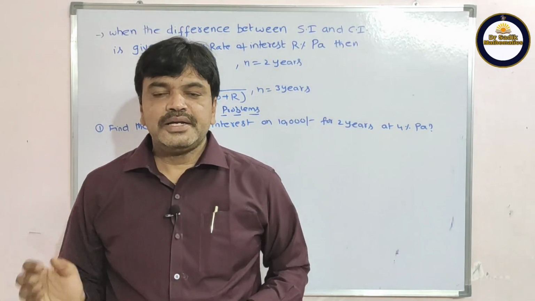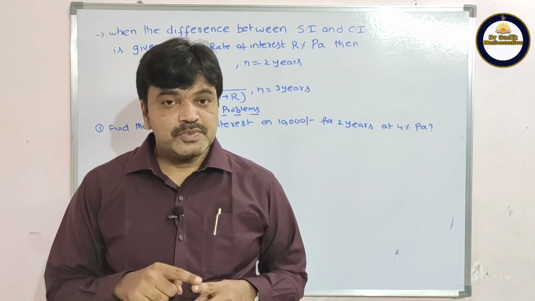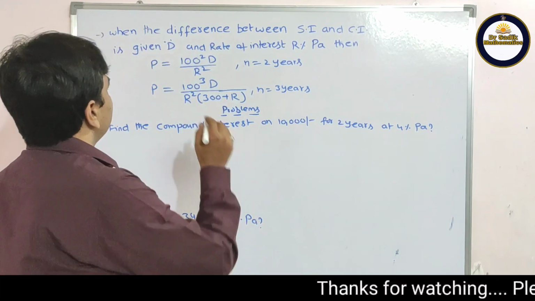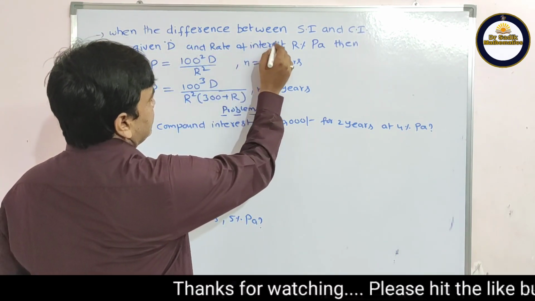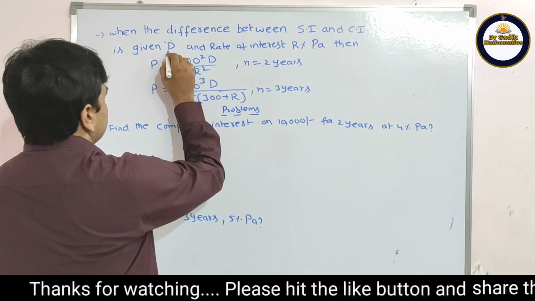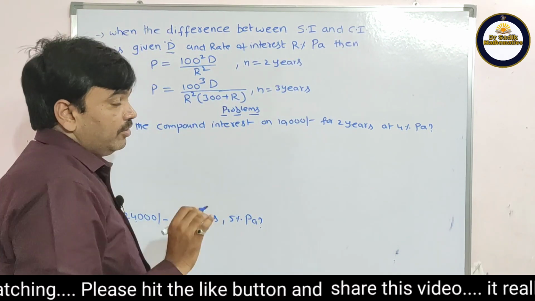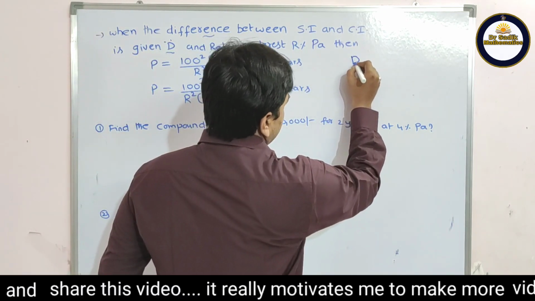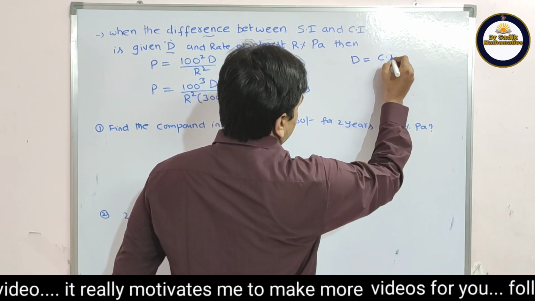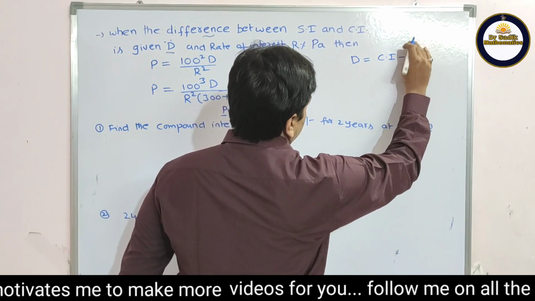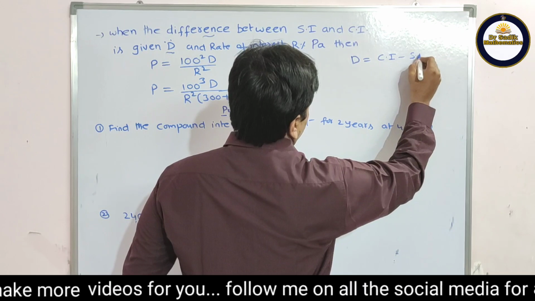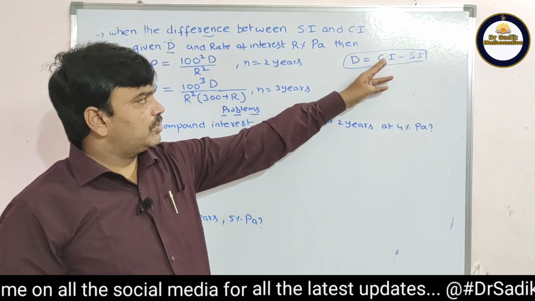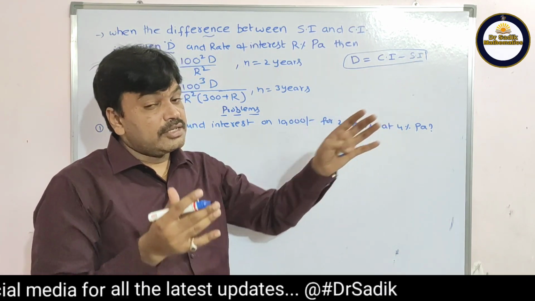Let us see the formula for the difference between simple interest and compound interest. When the difference between simple interest and compound interest is given, see here, difference D is equal to compound interest minus simple interest. Okay friends, now you apply the compound interest formula and the simple interest formula, and simplify it.